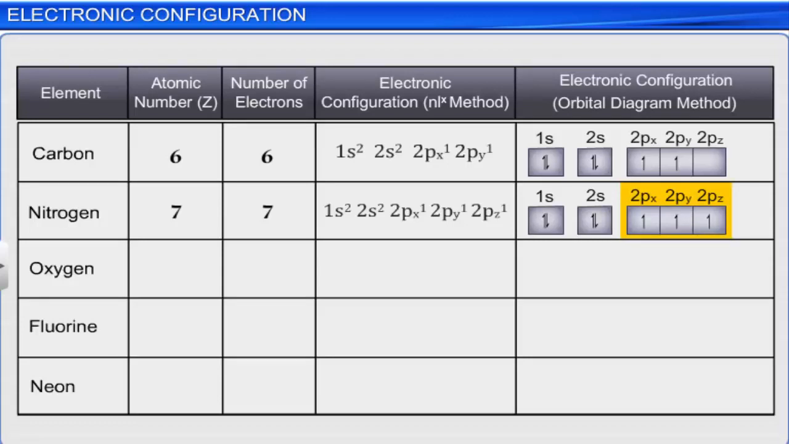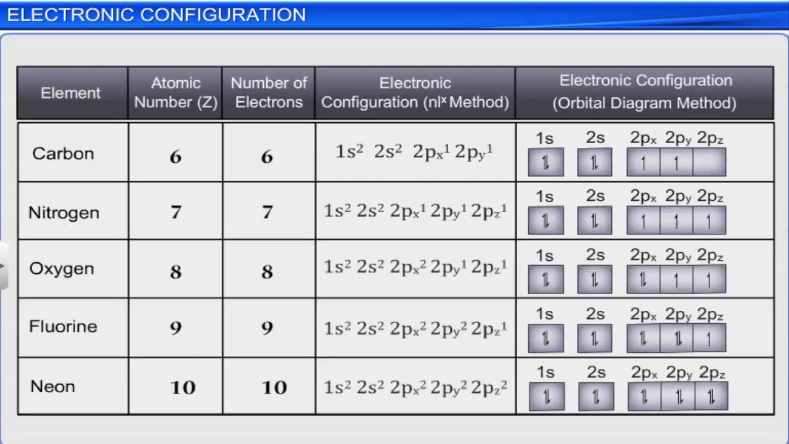Oxygen has 8 electrons. Fluorine has 9 and neon has 10 electrons. In each of these elements, after filling the first 4 electrons in 1s and 2s orbitals, the remaining electrons enter into the next higher orbital, 2p, according to Aufbau principle. They successively occupy the 3 2p orbitals, that is 2px, 2py, 2pz, in accordance with Hund's rule. The pairing of 2p subshell starts with oxygen and completes with neon.